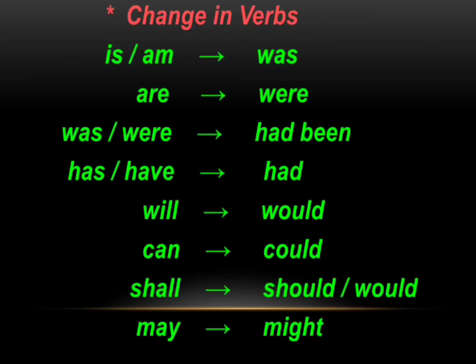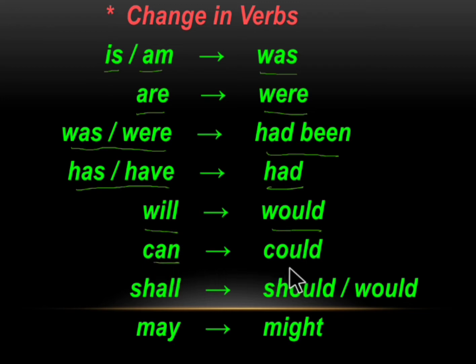The next rule is change in verbs. That is, if in the direct speech it is either is or am, we change it into was. If it is are, we change it into were. If it is either was or were, we change it to had been. If it is has or have, we change to had. If it is will, we change to would.